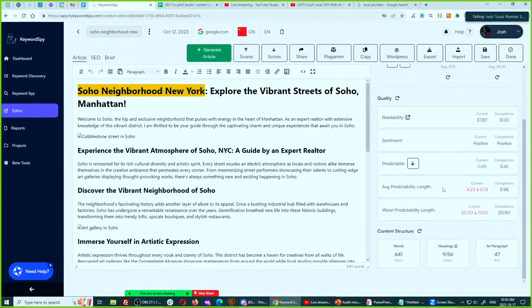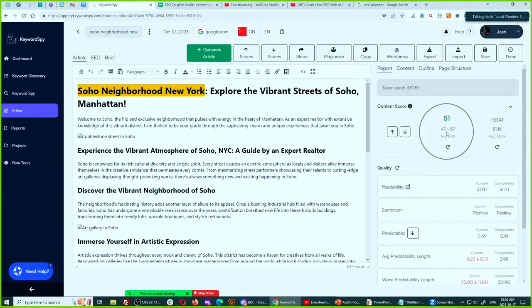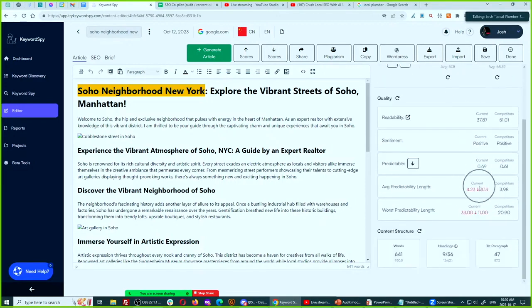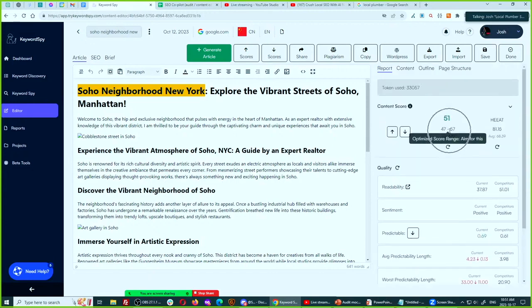And then last but not least, it looks at the average predictability word length, which is this important stat, and this important score needs to be in the green for it to rank really well. This one's not in the green. And it gives you the words as well. You don't need to match the words. As long as you have this score here and this score here, you probably should be fine.